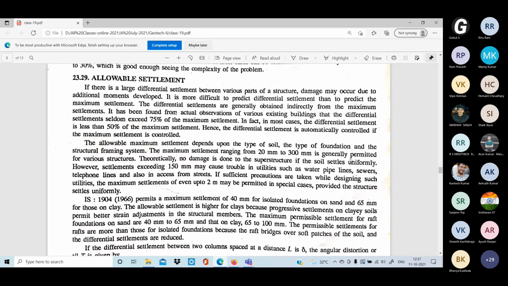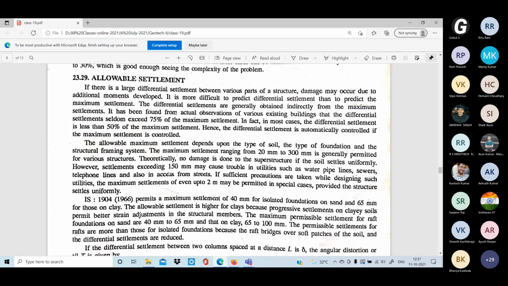You could see a lot of cracks in the building. So the differential settlement is generally 50% of the maximum settlement, as given here. The settlement can range from 20 to 300, that means 30 centimeter. If all the columns settle uniformly, we can go even to 2 meter also. It is given somewhere here. But it should be uniform.